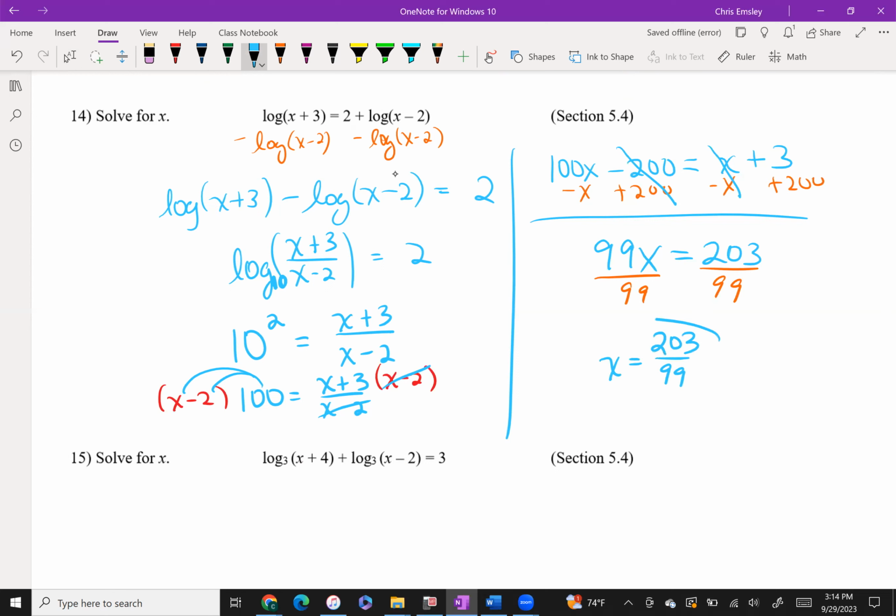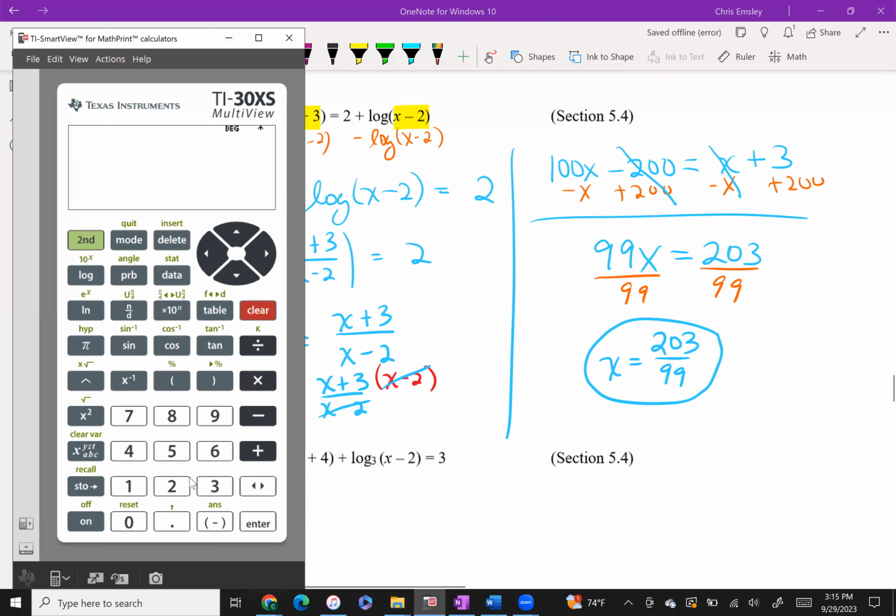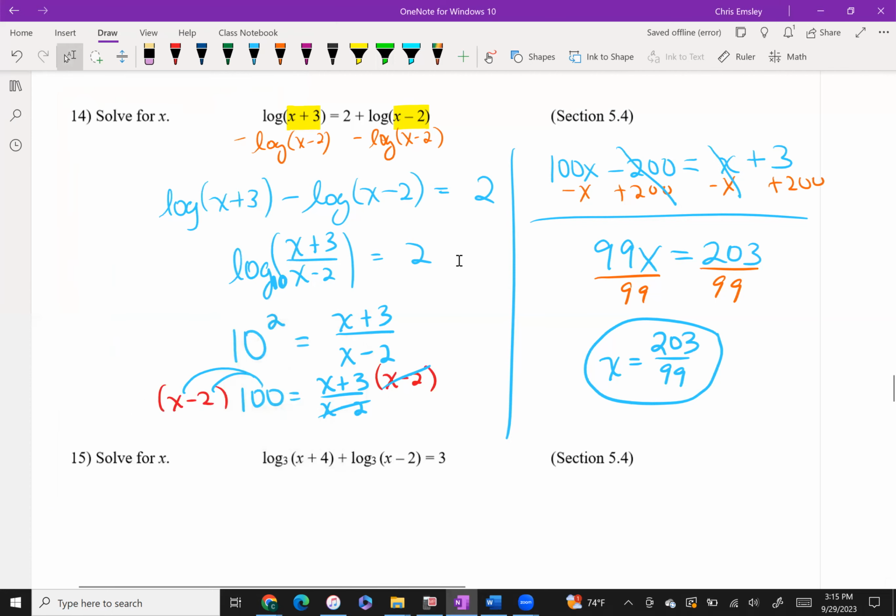Now, there is one thing we should always check when we have a logarithmic equation. We want to make sure that this value for x doesn't give us a negative in our log argument. We don't have to do an exact calculation. 203 over 99, that's a positive number. A positive number plus 3 more, that's still definitely going to be positive. What about over here? If you can't reason that through in your head, just do it. Let's see. If we put in 203 over 99 for x, and we subtract 2, is that positive or negative? It's positive, so that one checks out okay too. So this is a good answer.